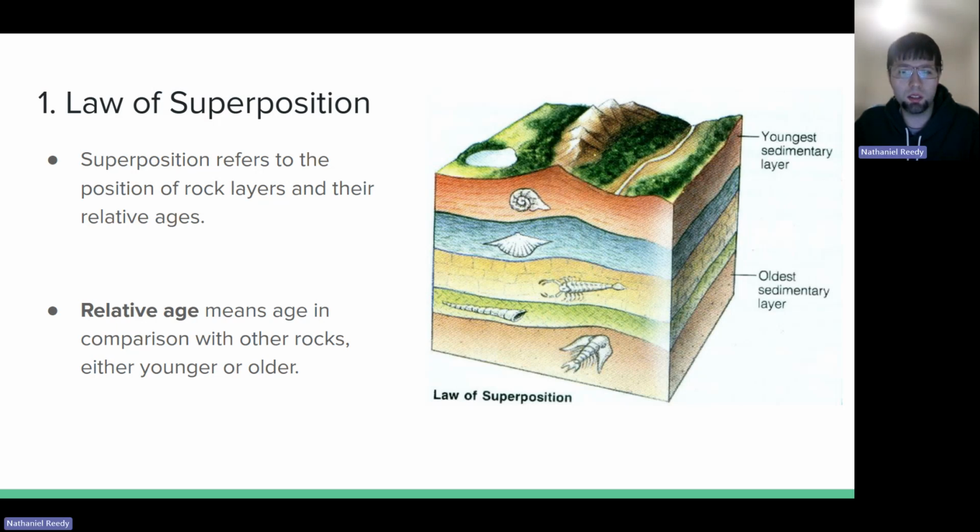This helps us determine relative age, meaning that we can't determine exact age. We can know that, for example, the fossil on the bottom here is older than the ones above it, which is older than the one above that, and so on. I'm trying to see if you can see my cursor or not. Maybe not. Anyway, the seashell, the one in the blue layer, would be older than the crawdad looking thing, but younger than the spiral thing in the red layer. So that's the law of superposition.